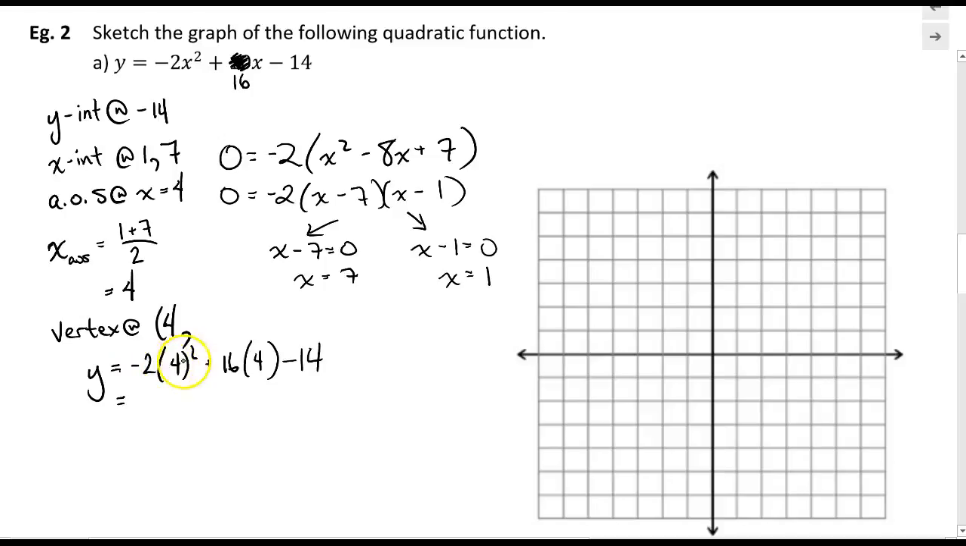So -2 times 16 is -32. Plus 16 times 4 is 64 minus 14. So that takes me down to 54, 50, down another 30 is 20. That leaves me with 18 as my y value.